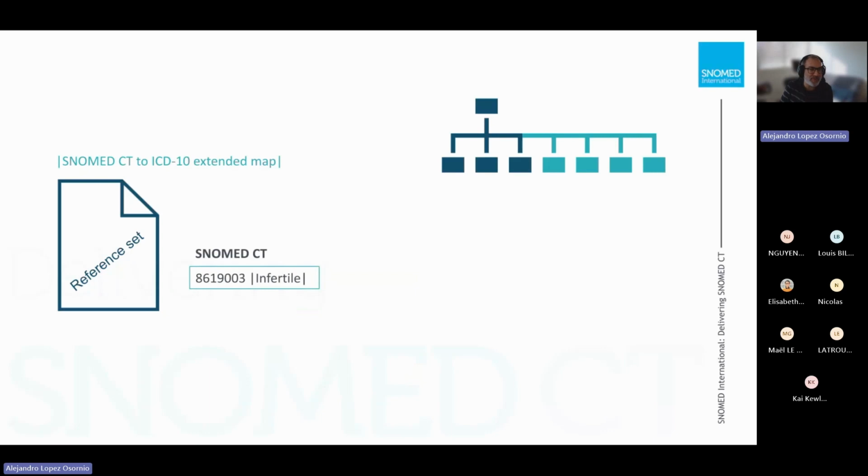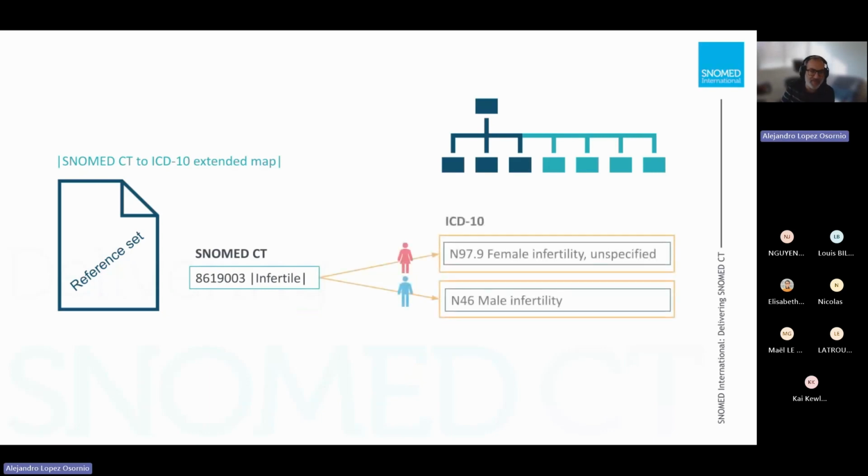SNOMED has a code for infertile, but when you go to ICD-10, actually you have female infertility and male infertility, and you need to use gender to choose from one or the other. And that rule that defines that if the patient is female and the SNOMED code is infertile, you need to go to N97.9. And if the patient is male, it should go to N46. Those rules are stored in the additional columns of the extended map.